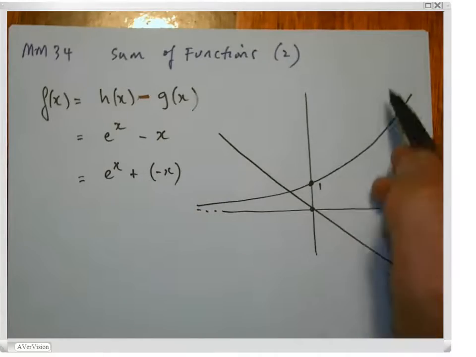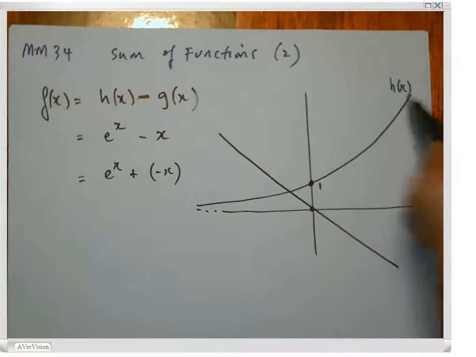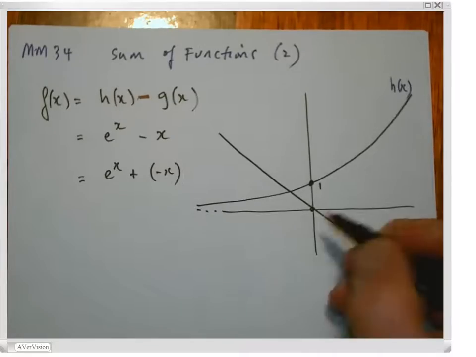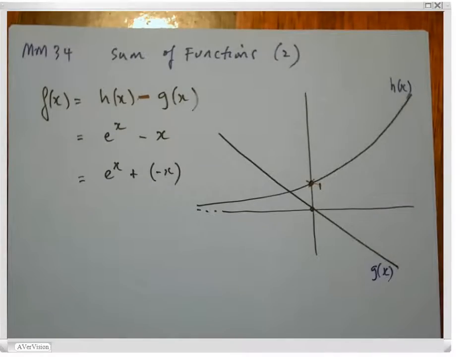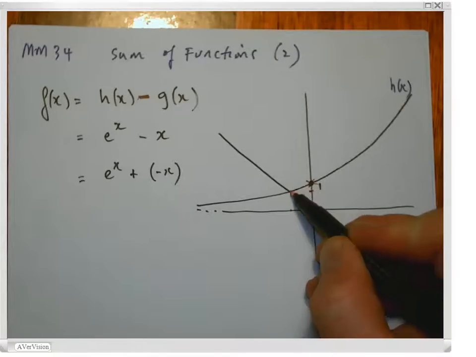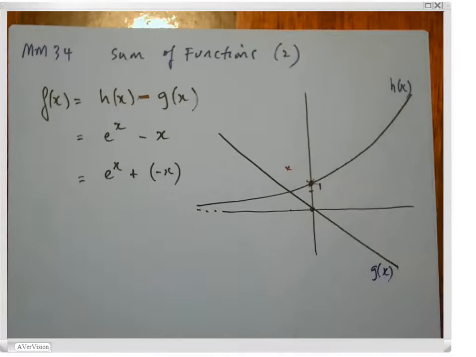Here is h of x, the exponential. Here is g of x, where I'm considering g of x to equal negative x. And it's the same process. Add the y components together. 0 plus 1 is 1. That value there looks like around about 3/4. 3/4 plus 3/4 is 1.5.